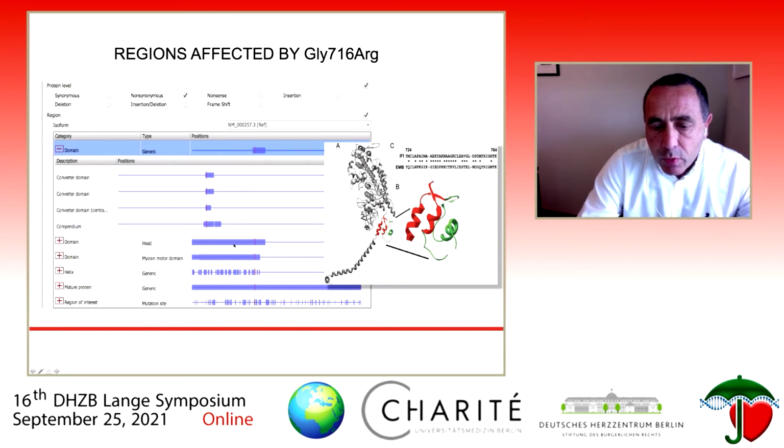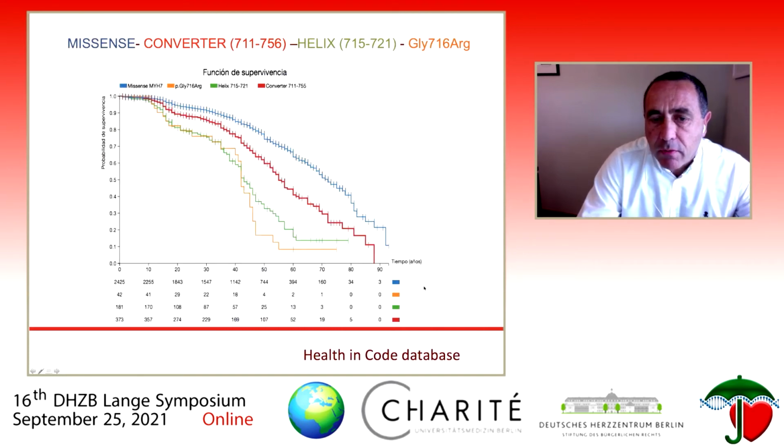It is in the head of the protein, in the myosin motor domain. It is in one region that is the converter domain, defined in different ways in different databases. This is a domain that is important in the beta-myosin. And it is in one particular helix defined in these protein databases within the converter domain. So we can evaluate those different regions.